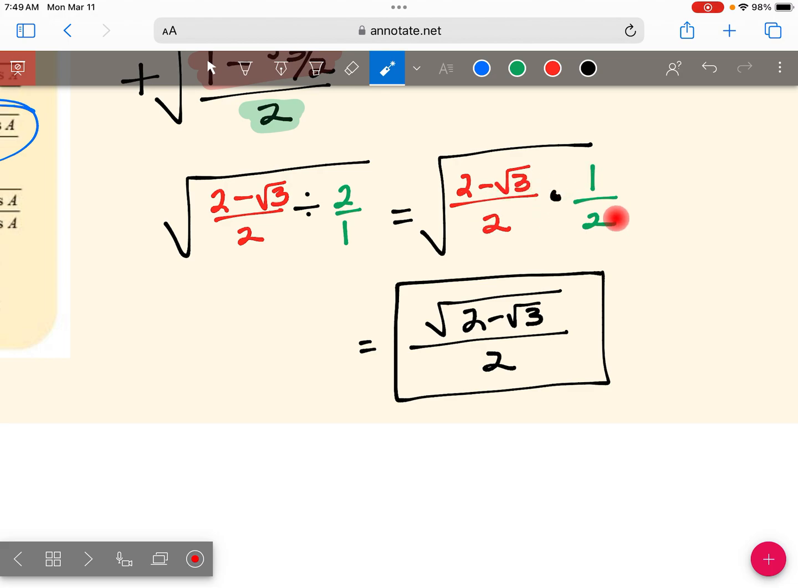Then I did my keep, change, flip. When you multiply across, this becomes a 4. And when you take the square root of 4, you get 2. So who reached this conclusion? Who got close? It's only our second one, so. All right, we'll do one more half angle, and then we'll end there.